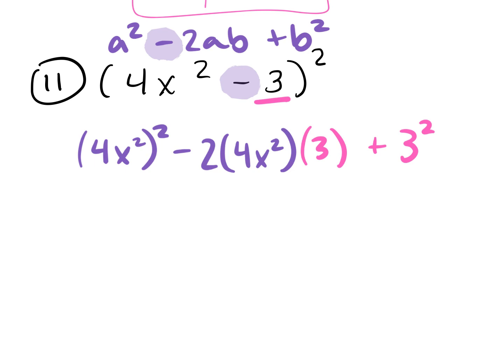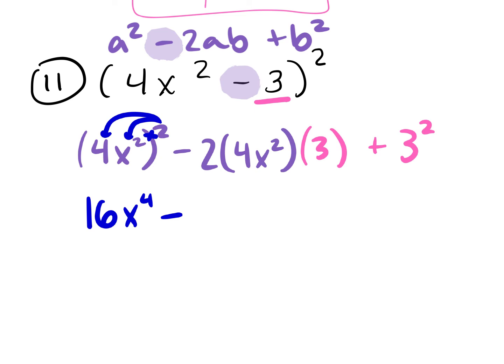So how do I square 4x squared? It's 16x to the 4th power, because when you have a power raised to a power, you multiply the two numbers. So I square the 4, which is how we got the 16, and I square the x squared, so it becomes x to the 4th power.